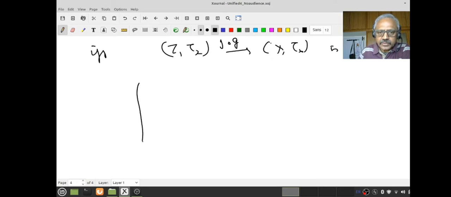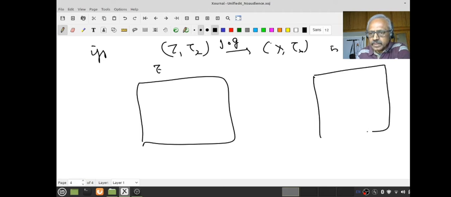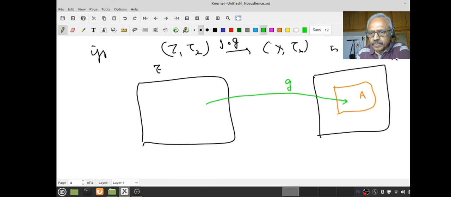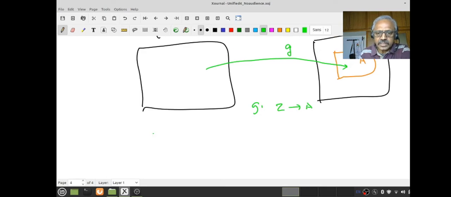So what I have is Z, and what I have is X, and I have A here, and my map g is actually a map from Z to this. Yeah, g is a map from where to where? The set Z to the set A, right? I want to talk about the continuity of g. Now what does it say? You can think of g actually as a map from Z to X.